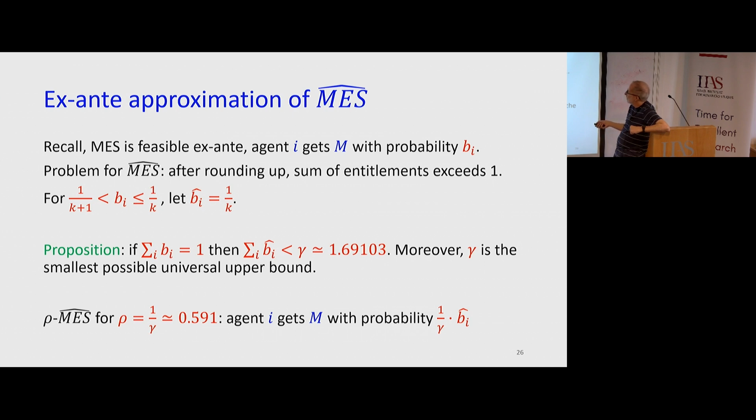And that's the smallest possible upper bound. For any number smaller than this particular gamma, I can find a sequence of entitlements that sums up to 1 that after rounding exceeds it. So what share is feasible for additive valuations? If I take the MES and divide it by this gamma, which is roughly 0.591, and I give each agent i the grand bundle with this probability, you will get this share value. So this is an approximation for a share which is an upper bound on all feasible shares, so this simultaneously approximates all feasible shares.